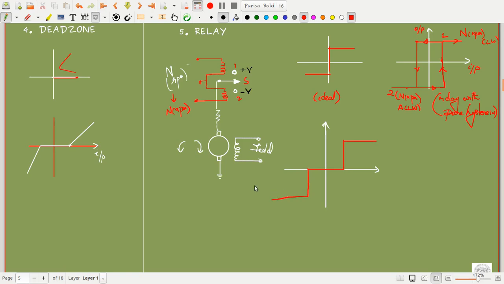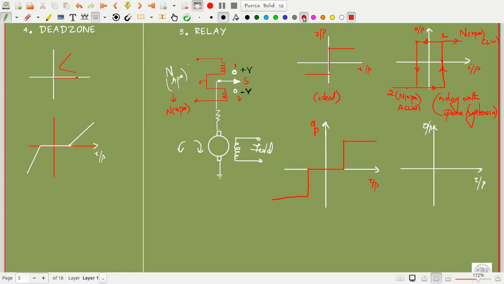Something like this. The relay with a dead zone is something of this sort. So this is the input to the system and this is the output of the system. So here also I have the input and here also I have the output. So we can also have a relay with hysteresis. I will draw that also. This is the input to the system and this is the output of the system. So we have a relay with hysteresis and dead zone. This is a relay with pure hysteresis.